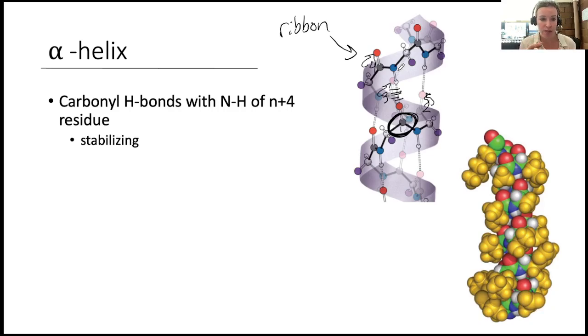Big takeaway here, folks. The alpha helix shows the backbone of the peptide in this kind of ribbon form, and the ribbon is stabilized by hydrogen bonding interactions between a carbonyl oxygen and a hydrogen coming off of a nitrogen.